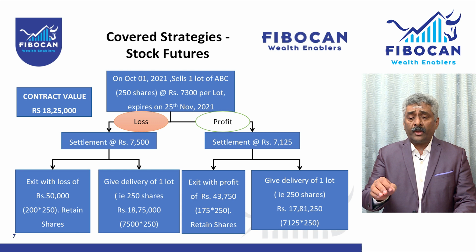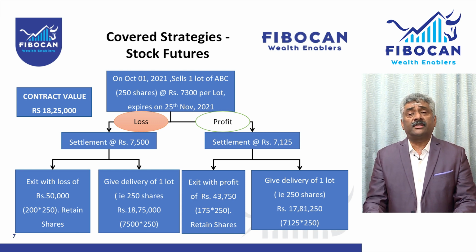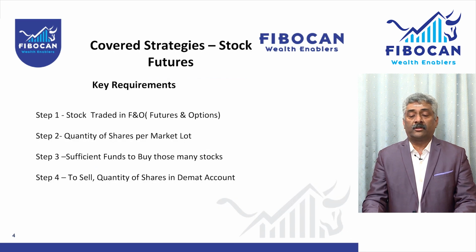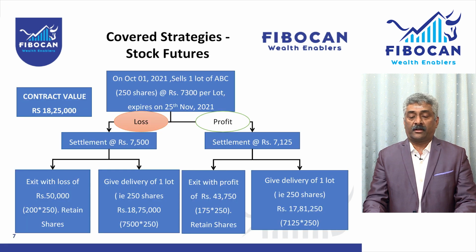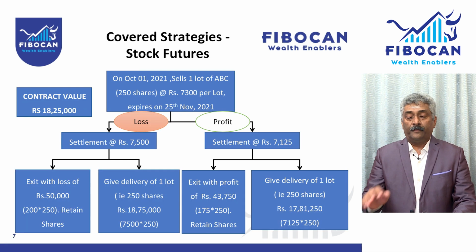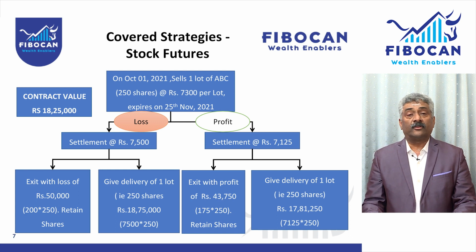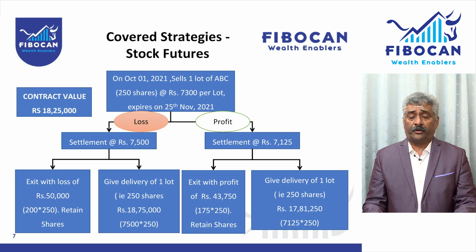How? On 1st October 2021, she sells futures, one lot of futures. Again, go to slide 4. To sell, the quantity of shares in the demat account should be equivalent to the market lot. Because she bought in the market lot, she has it in the market lot, right? So as you can see here, she sells at 7,300 per lot, expiring 25th November 2021.